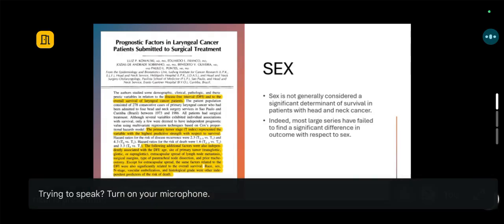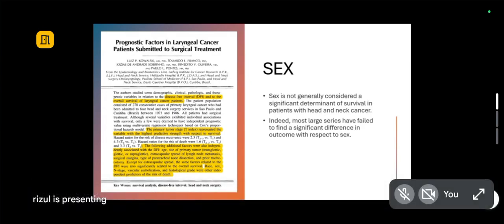tracheostomy. Out of all these, except for extracapsular spread, the same factors related to DFI were significantly related to overall survival, whereas other factors like race, sex, end stage, vascular embolization, and histological grading were independent predictors for risk of death.